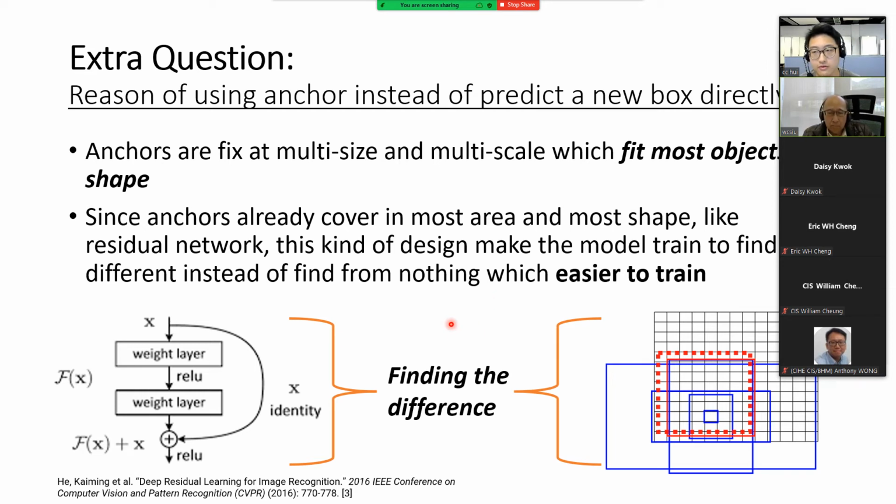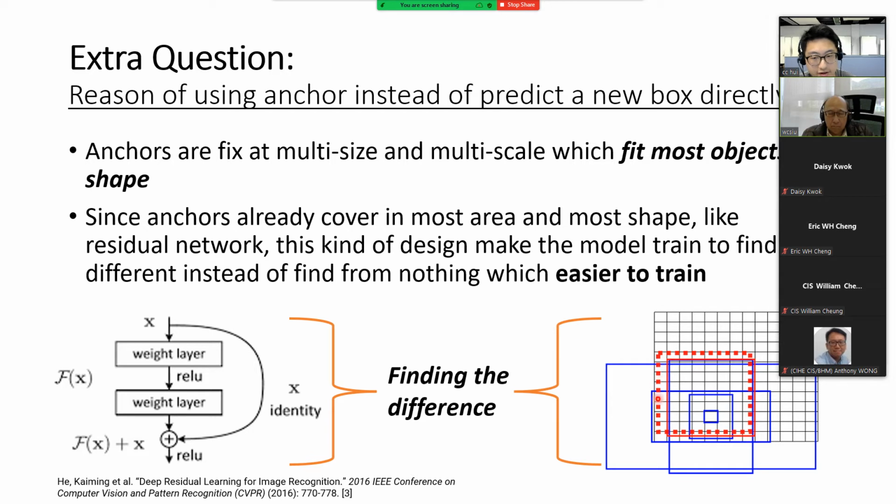So first of all, what is the reason we are using the anchors? Well, we can just predict a new box directly. So anchors are fixed at multi-size and multi-scale, which means they fit most object shapes. Second, since anchors already cover most areas and shapes, and I don't know if you have studied ResNet before, but all in all, ResNet is to find the difference between input and output, so it is easier to train. Here anchors are the same idea.